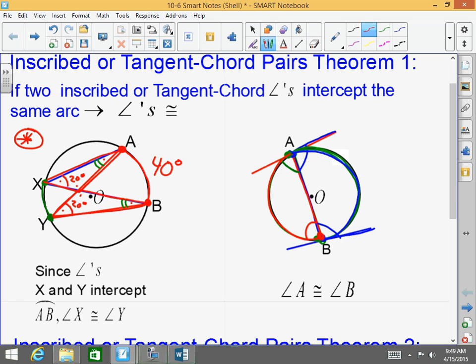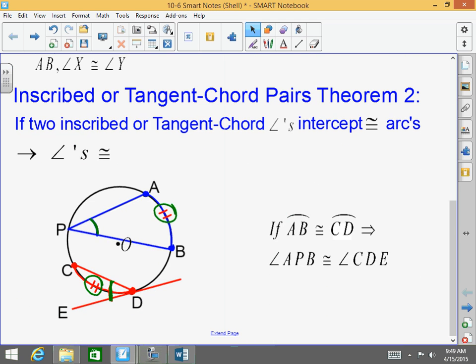But you base that off the fact that they intercept the same arcs. And then these two will be congruent because they're vertical. Yes, those would make those similar triangles. Did I say congruent triangles? No. Congruent angles. Corresponding angles will be congruent, but the triangles are technically similar. Okay? Thank you. Good question.